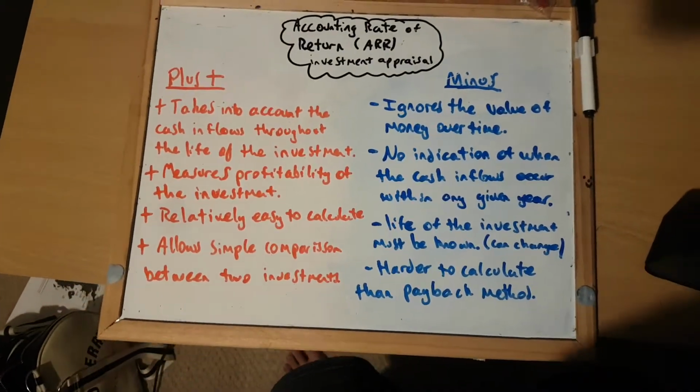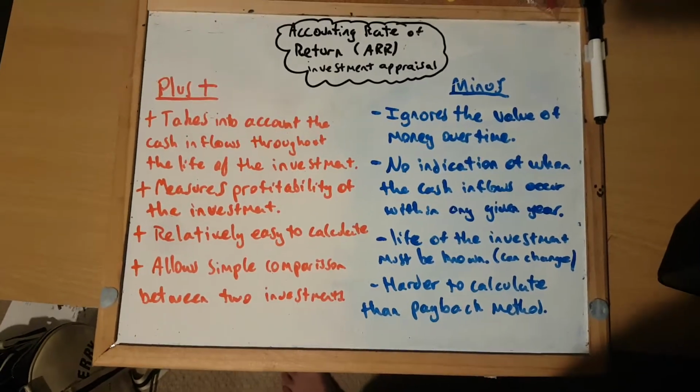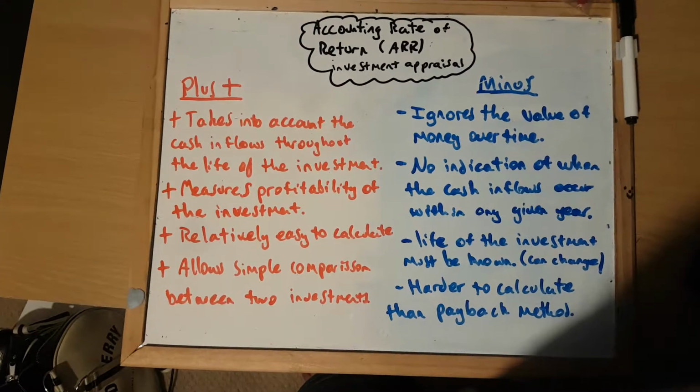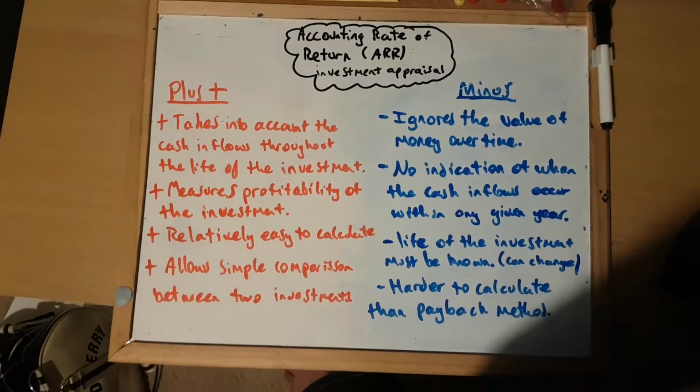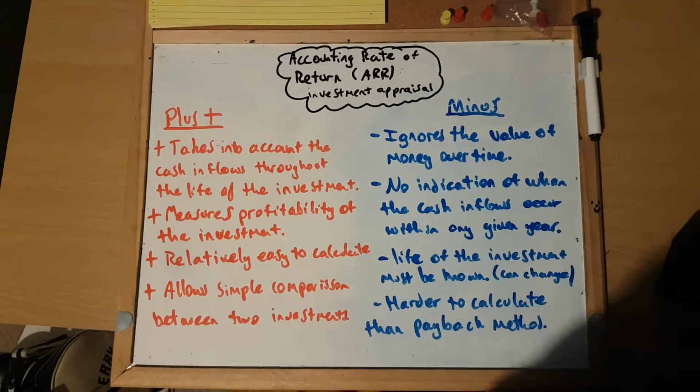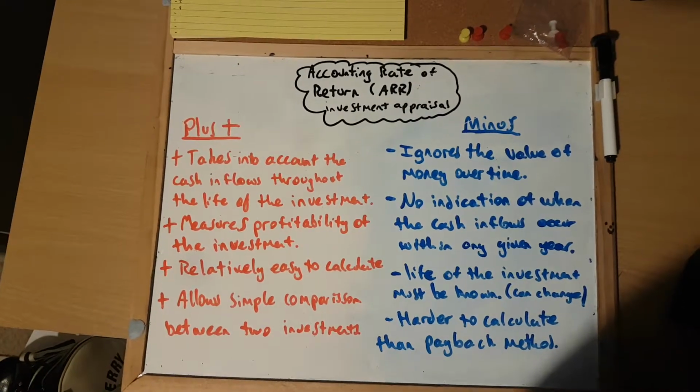Right, let's get cracking. This is business A level again, accounting rate of return, also known as ARR, a type of investment appraisal. Sorry, it's in the accounting and finance chapter. So let's get onto the pluses.